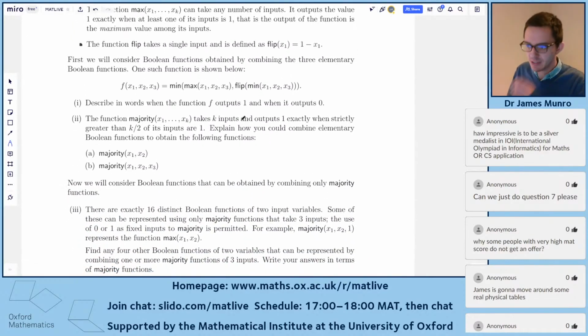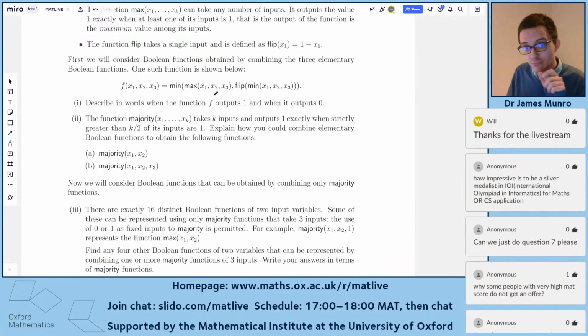So this function outputs 1, and when it outputs 0. I think it turns out that if all of the things are the same, then the maximum and the minimum are equal to each other. So flip of the minimum is always going to be different from the maximum. If these things are different, then in some order they're 0 and 1, the minimum is 0. So this outputs 0 when all different.